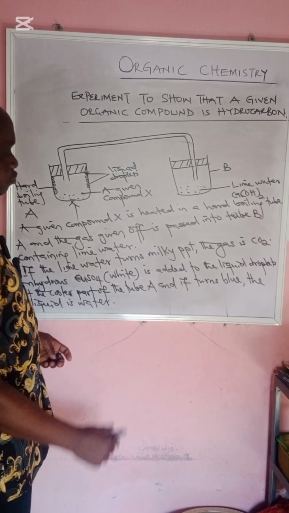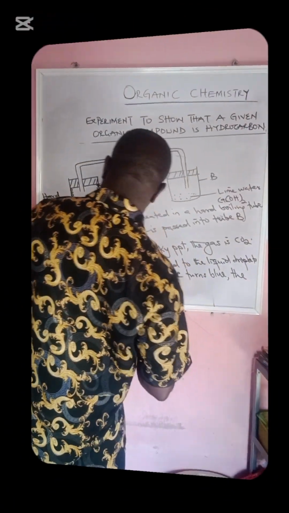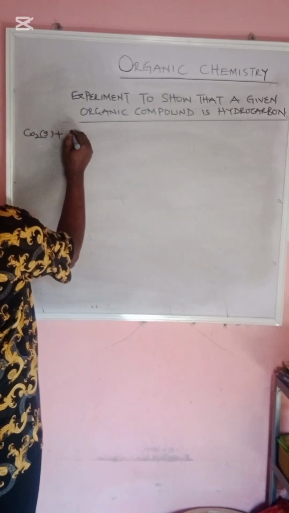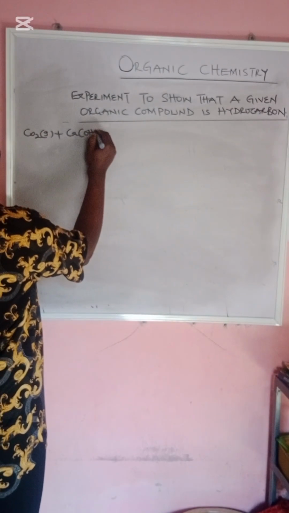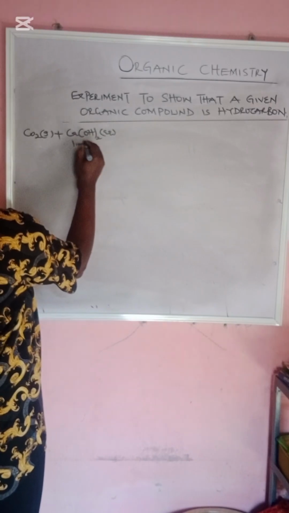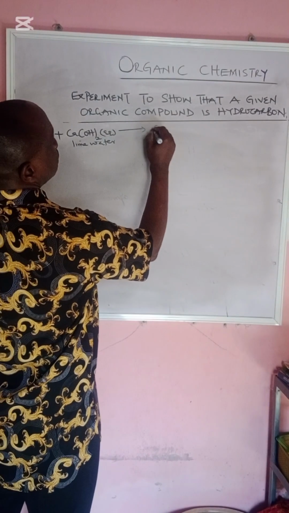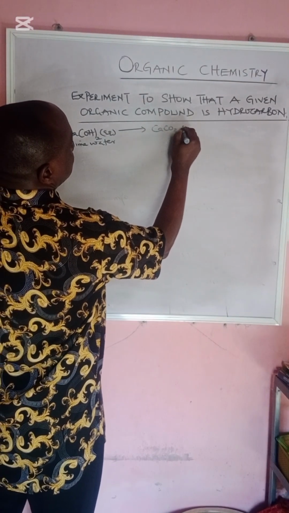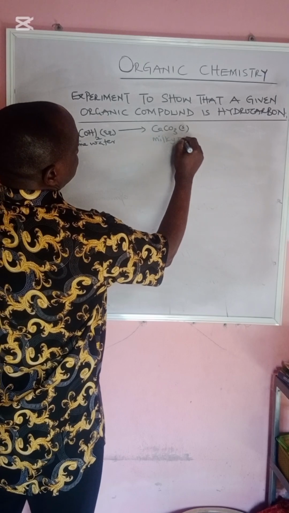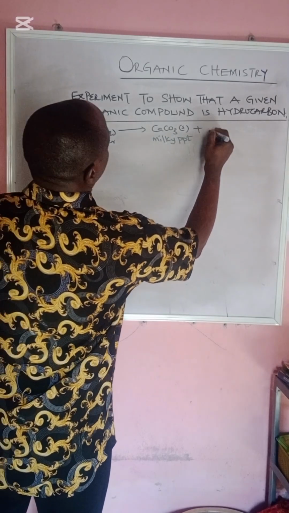You have CO2 gas plus calcium hydroxide, lime water. This lime water will give CaCO3, which is the milky precipitate, plus water.